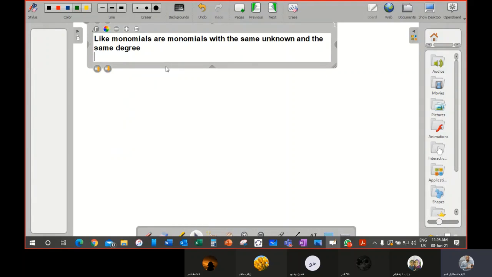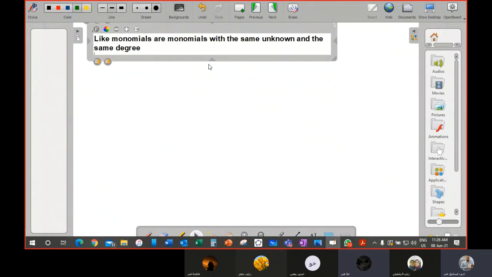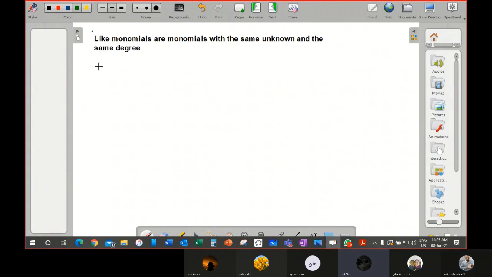Who gives me examples? 3x squared plus 6x squared. For example, 3x power 2 and minus 6x power 2. These have the same unknown, x, and the same degree, 2. We can add or subtract depending on the sign between them.